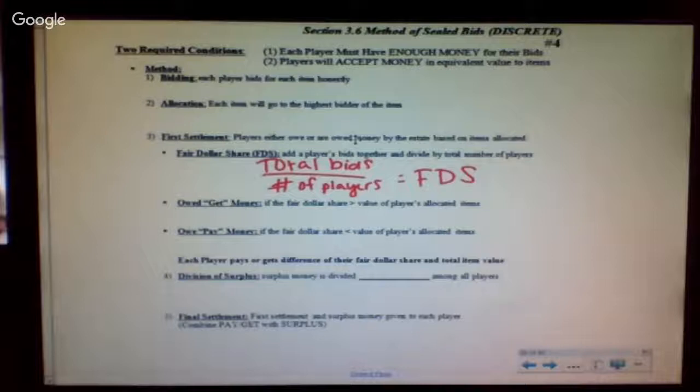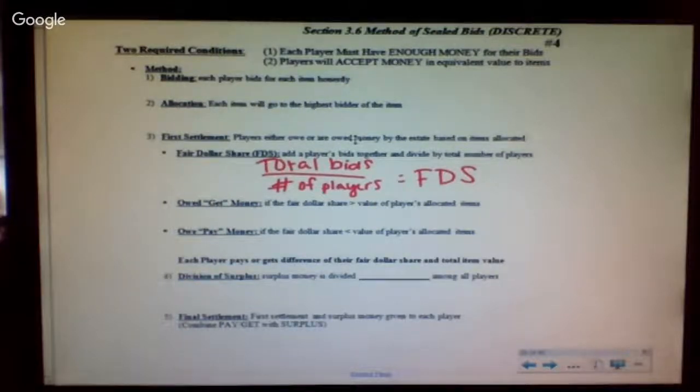In other turn, you may have to pay money. Let's say you get an item that's worth 200, but your fair dollar share was only 150. You're going to then have to pay that difference. Okay, so everybody should only get their fair dollar share.